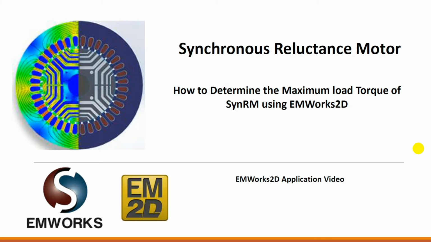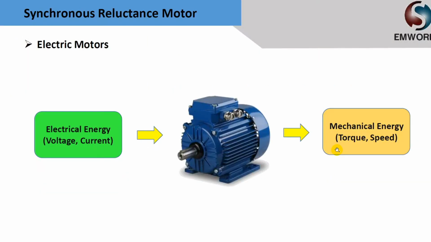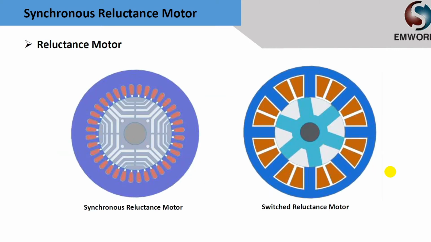In this video, we will take a look at how to simulate the maximum load torque for synchronous reluctance machines using EMWorks2D. The synchronous reluctance motor is an electrical rotating machine that converts electrical power into mechanical power. The SynRM has the stator similar to the induction motors, excited with a three-phase sinusoidal source. However, the rotor structure is totally different, and it is designed in a way to generate a torque called the reluctance torque.